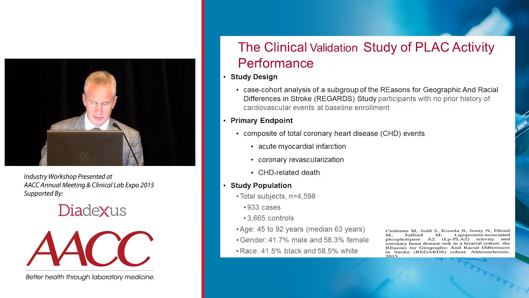And then the study that I think really pushed this home was called the REGARDS trial. It's the Reasons for Geographic and Racial Differences in Stroke. It's an NIH-supported trial that's incredibly well-balanced, and they had adjudicated myocardial infarction, coronary revascularization, and coronary heart disease death, in a population of 4,500 individuals followed over time. It was nearly perfectly balanced in terms of gender and race, which is very unique in cardiovascular epidemiology.